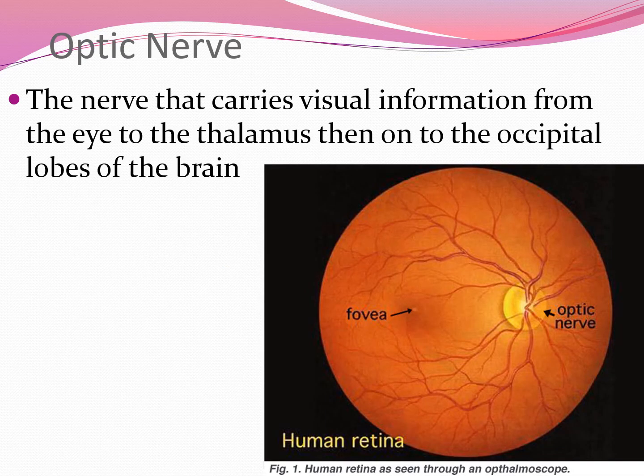The optic nerve. All right, the optic nerve is the nerve that carries visual information from the eye to the thalamus and then on to the occipital lobes of the brain. So if you remember when we talked about the brain, the thalamus is your relay station. All your senses go through your thalamus except for, hopefully you said smell, and then your thalamus sends it to whatever part of the brain it needs to go to.